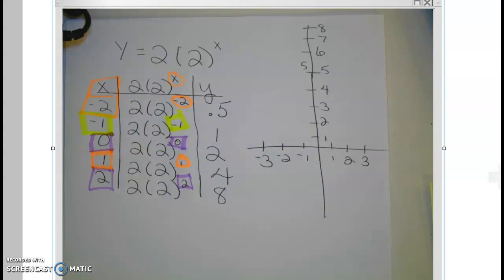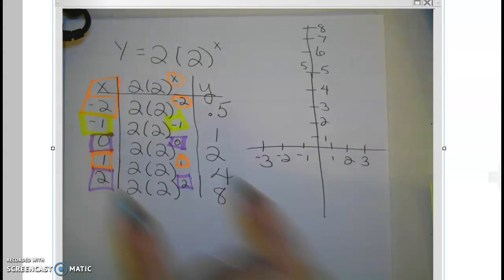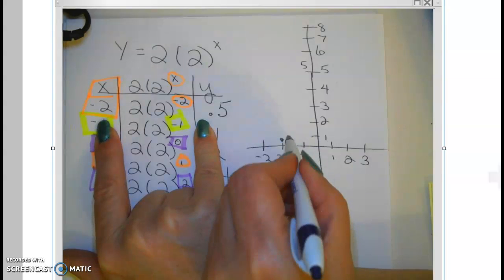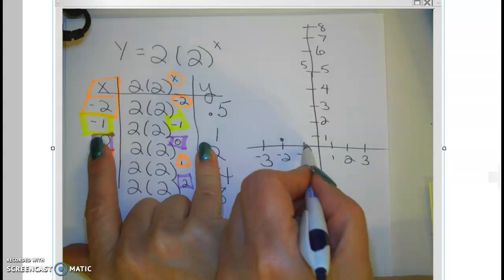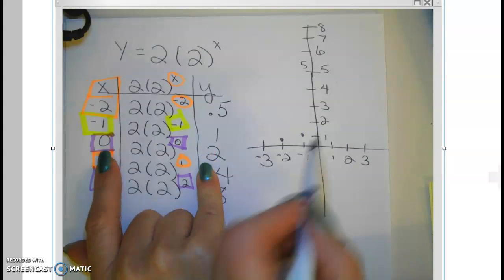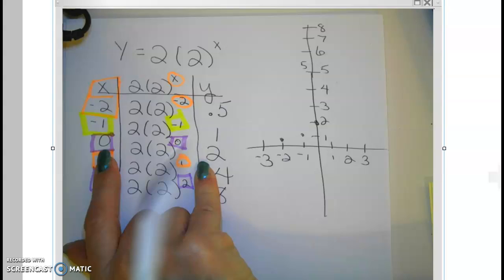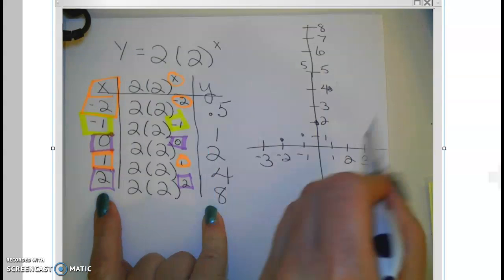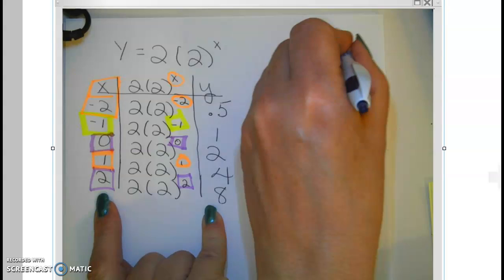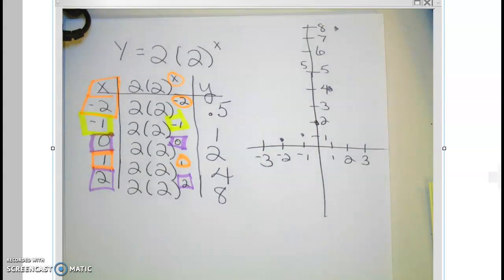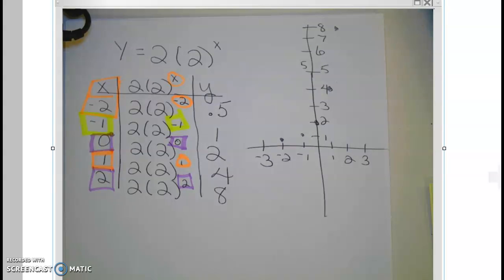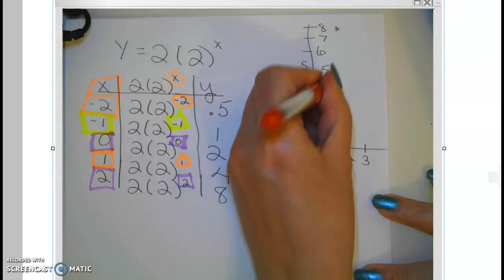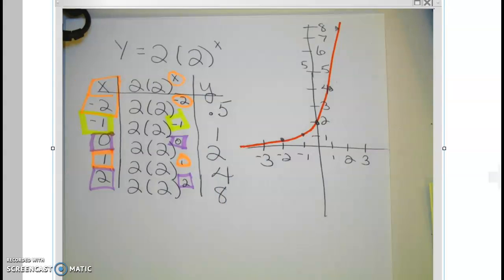So I real quickly created a graph, so now I'm just going to plot my points. Here I have -2, 0.5. -2, 0.5 is about there. Then I've got -1, 1, that's right there. I've got 0, 2, that's right there. I've got 1, 4, that's right there. And I've got 2, 8, and that's right there. Now that you've drawn that, you can kind of see if you look at it, but I can connect these lines, and I have created my little graph.